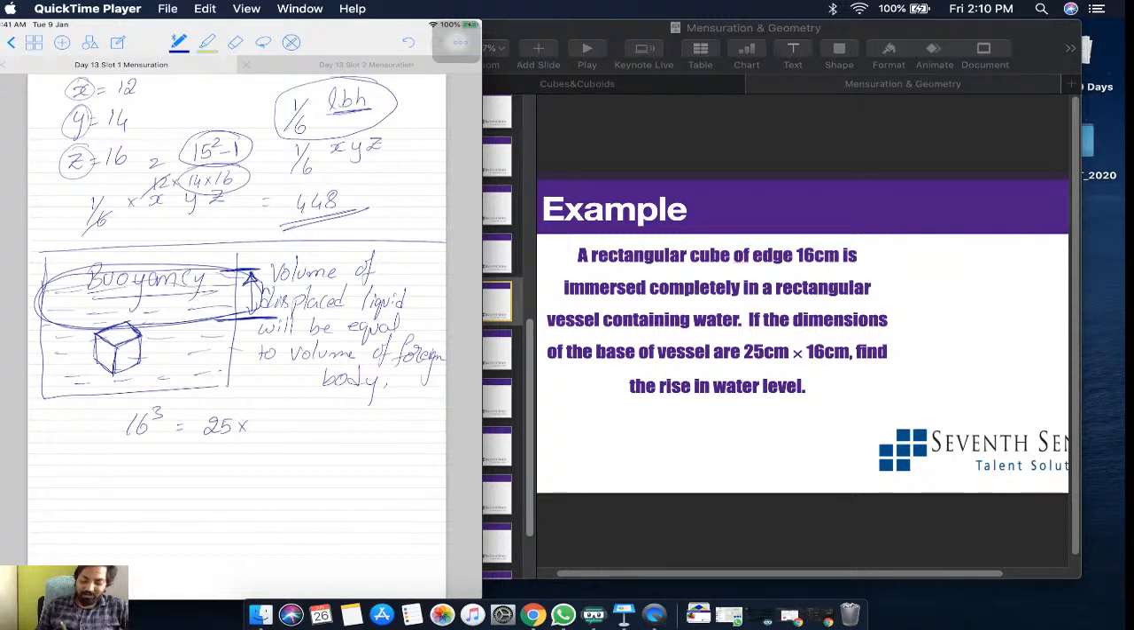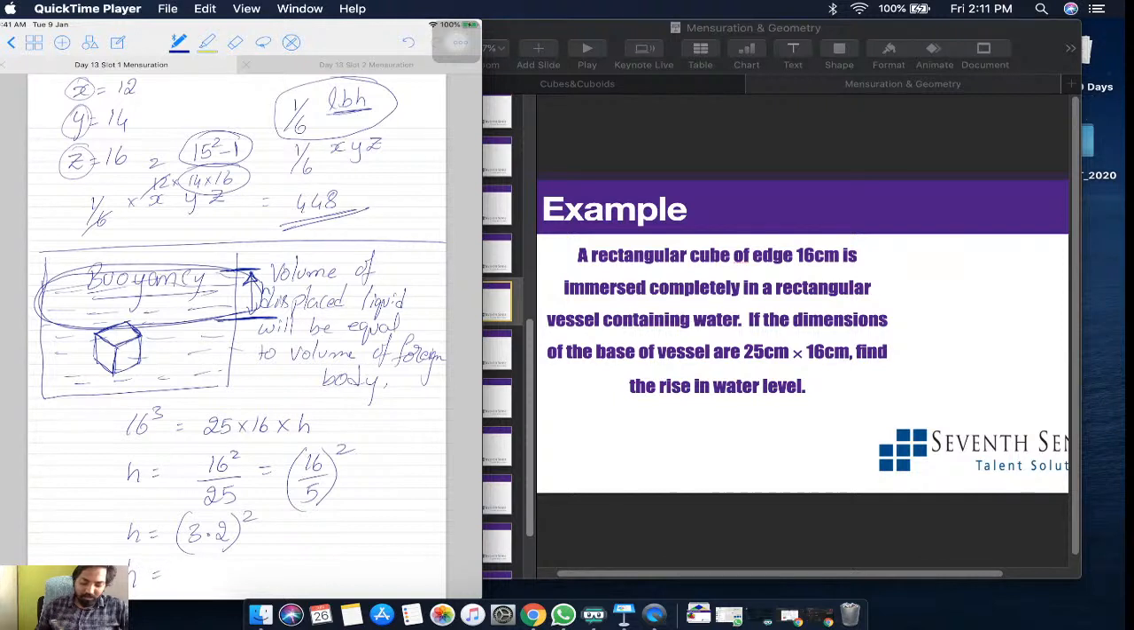25 into 16 into h. So what is this h? H is equal to 16 squared divided by 25. Can I also write this this way? 16 by 5 whole square. If I write it as 16 by 5 whole square, I can also write it as h is equal to 3.2 whole square.